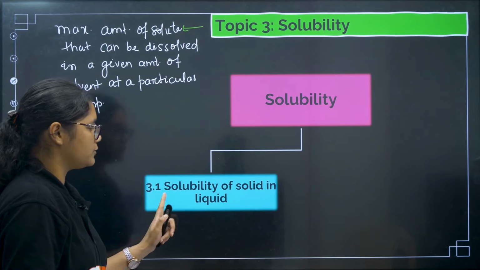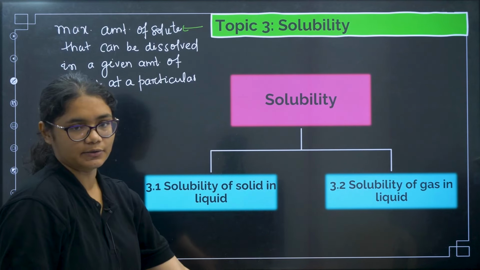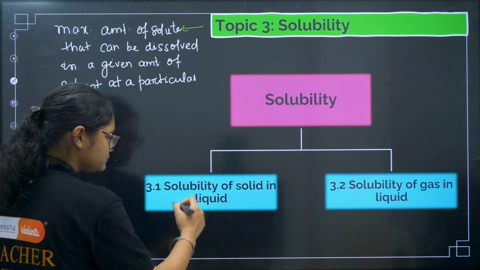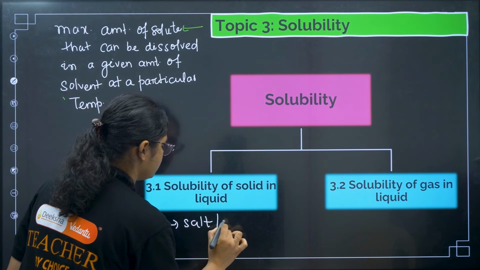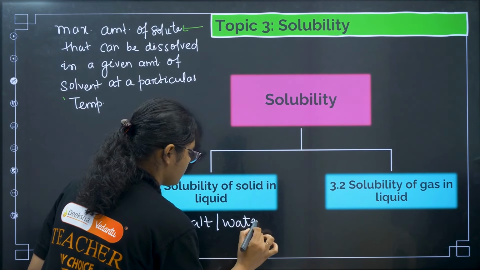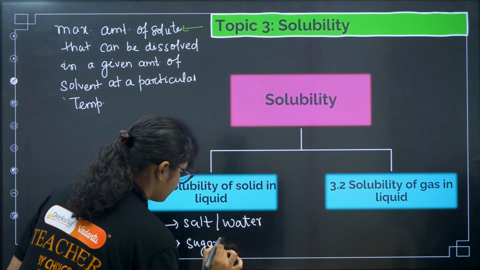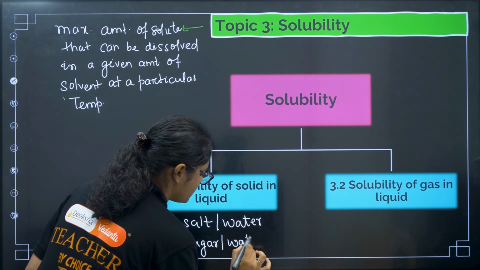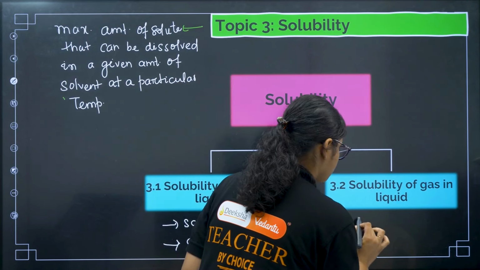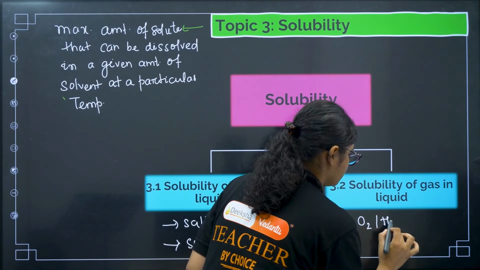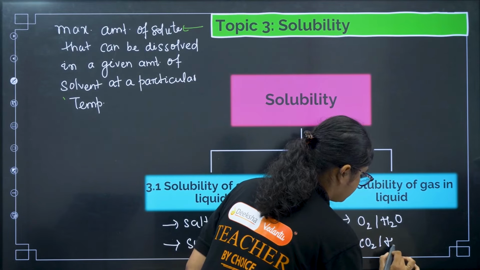Okay, one is solubility of solid in liquid, the next part is solubility of gas in liquid. So for example, solubility of solid in liquid is if you are dissolving salt in water, or you are dissolving sugar in water. Now an example of solubility of gas in liquid is, for example, oxygen gas dissolved in water, or carbon dioxide gas dissolved in water.